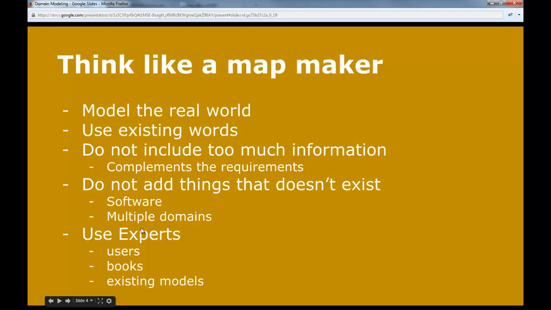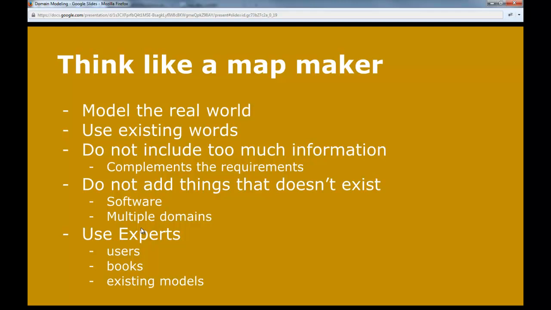There are some guidelines. I think he has nailed it pretty much in the book, and the metaphor is to think like a map maker. And map makers, they model the real world. They don't try to model something else, but they try to make a map over the real world. And that is exactly what you are doing also in the domain model. Model the real world, not software, for example. Use the existing vocabulary or words present in the domain. Don't invent your own words for things that the user doesn't know what it is.